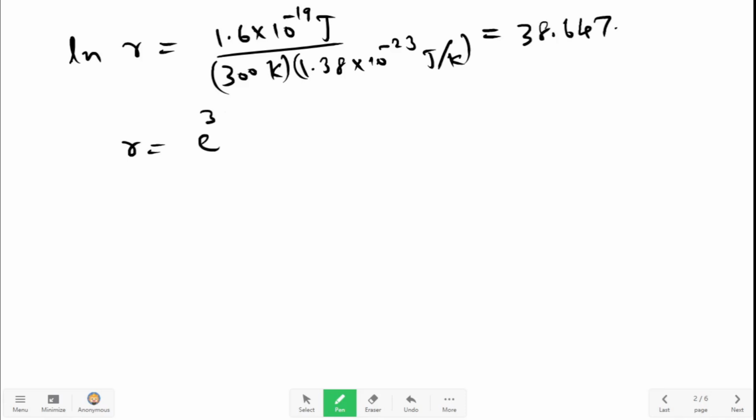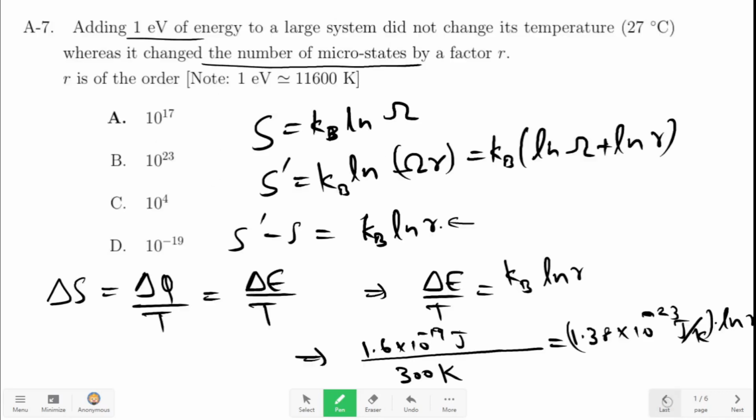e raised to 38.647, which is equal to 6.08 × 10^16, which can be approximated to 10^17. So R is of the order of 10^17. Here is the correct option.